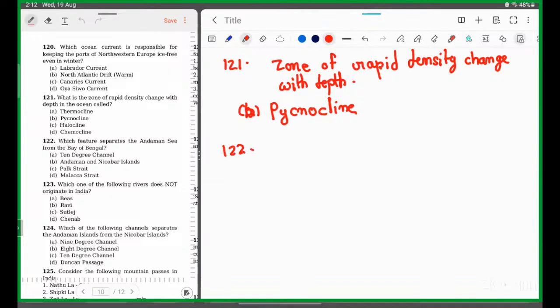122. Which feature separates Andaman Sea from the Bay of Bengal? Of course the island will separate the Andaman Sea from the Bay of Bengal. The answer will be B, Andaman and Nicobar Islands.